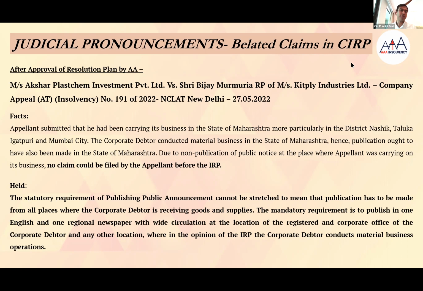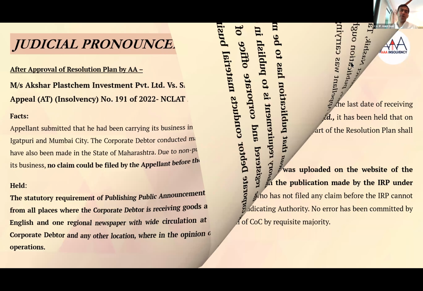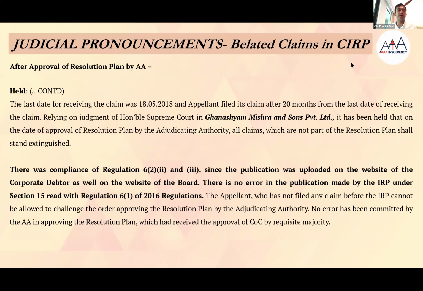So here it was held that the statutory requirement of publishing the public announcement cannot be stretched to mean that publication has to be made from all places where the CD is receiving goods and supplies. The mandatory requirement is to publish it in one English and one regional newspaper with wide circulation at the location of the registered and corporate office of the corporate debtor and any other location where, in the opinion of the IRP, the corporate debtor conducts material business operation. So it basically says that it is the discretion of the RP. You can't just have a public announcement floating around every state.